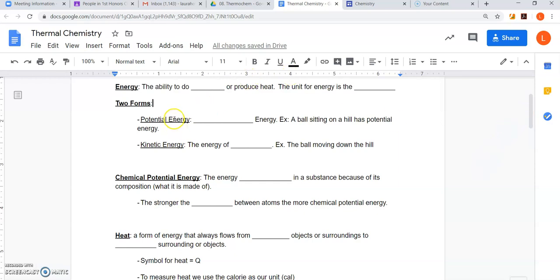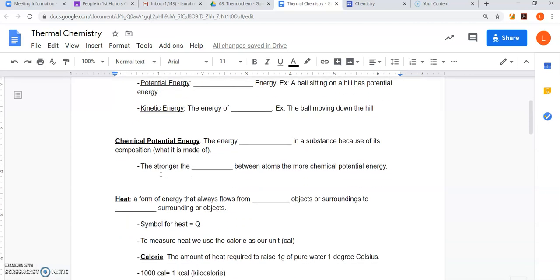Again, underneath each of these, especially your potential energy, you have sub energies that go underneath here. And again, if you want to learn more about those, that's a physics thing.